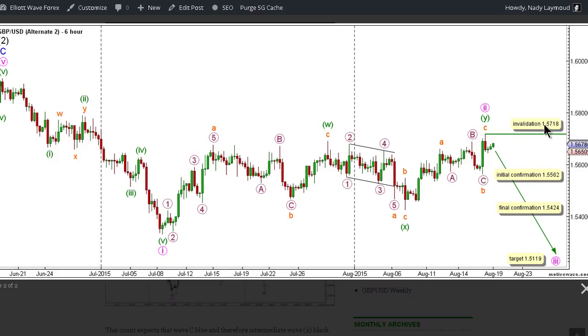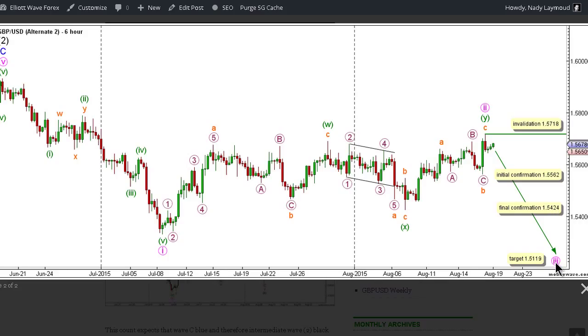This count would be invalidated by movement above 1.5718, as within wave 3 pink, no second wave may retrace more than 100% the length of its first wave. And this count's initial confirmation point is at 1.5562, and the final confirmation point, which will boost our confidence in this count, is movement below 1.5424.